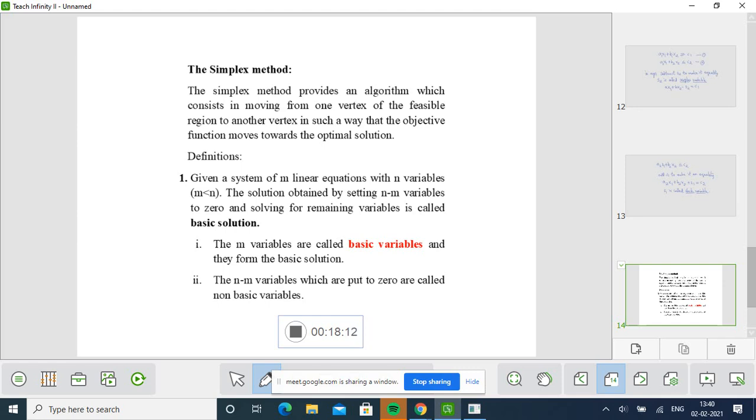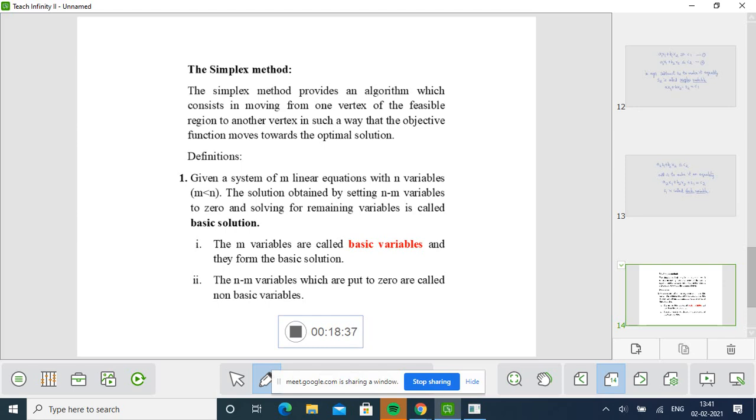Actually, this is an iterative method. When you write a program and put it in a for loop, it keeps executing again and again, and this algorithm will try to move from one vertex of the feasible region to another vertex. Because it's a convex region, it will move from one vertex to another, leading you to the optimal solution. So this is very useful with respect to programming.